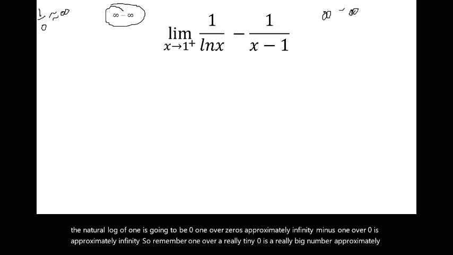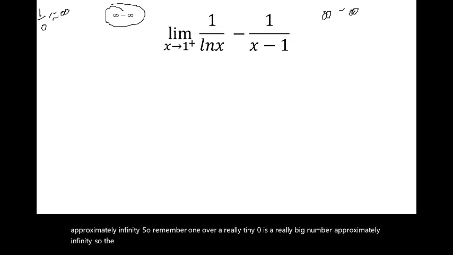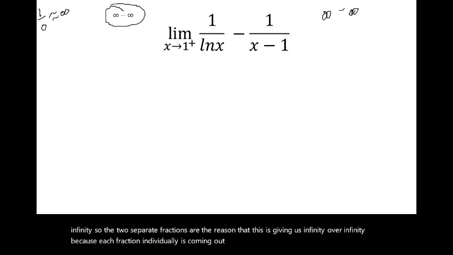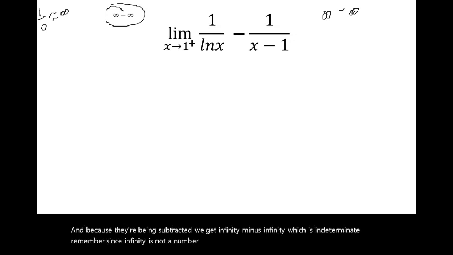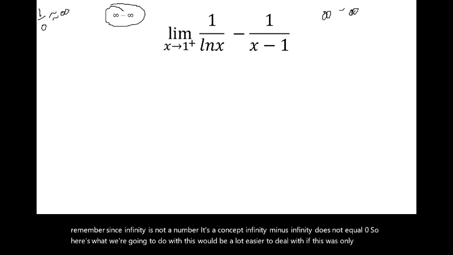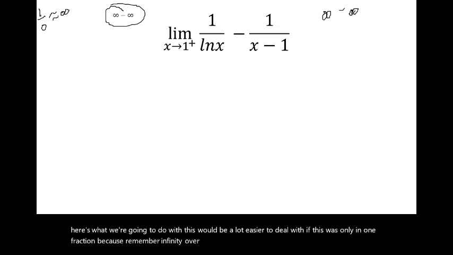So the two separate fractions are the reason that this is giving us infinity minus infinity, because each fraction individually is coming out to infinity with direct substitution, and because they are being subtracted, we get infinity minus infinity, which is indeterminate. Remember, since infinity is not a number, it's a concept, infinity minus infinity does not equal 0. So here's what we're going to do with this. This would be a lot easier to deal with if this was only in one fraction, because remember, infinity over infinity and 0 over 0 are eligible for L'Hopital's rule.